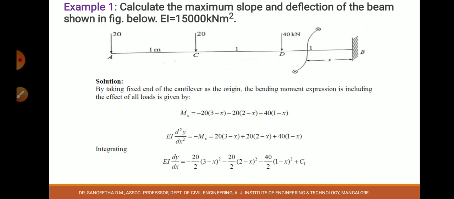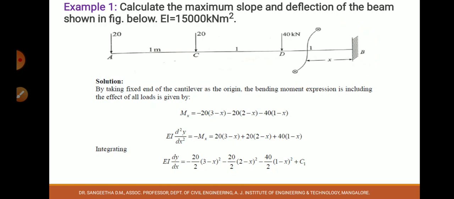Once you have the bending moment equation, you have the Euler-Bernoulli relation: EI d square y by dx square is equal to minus Mx. Why this minus? Based on the sign convention that we have used, it is equal to minus Mx. EI d square y by dx square is equal to minus Mx. So all your relations will get converted to plus.